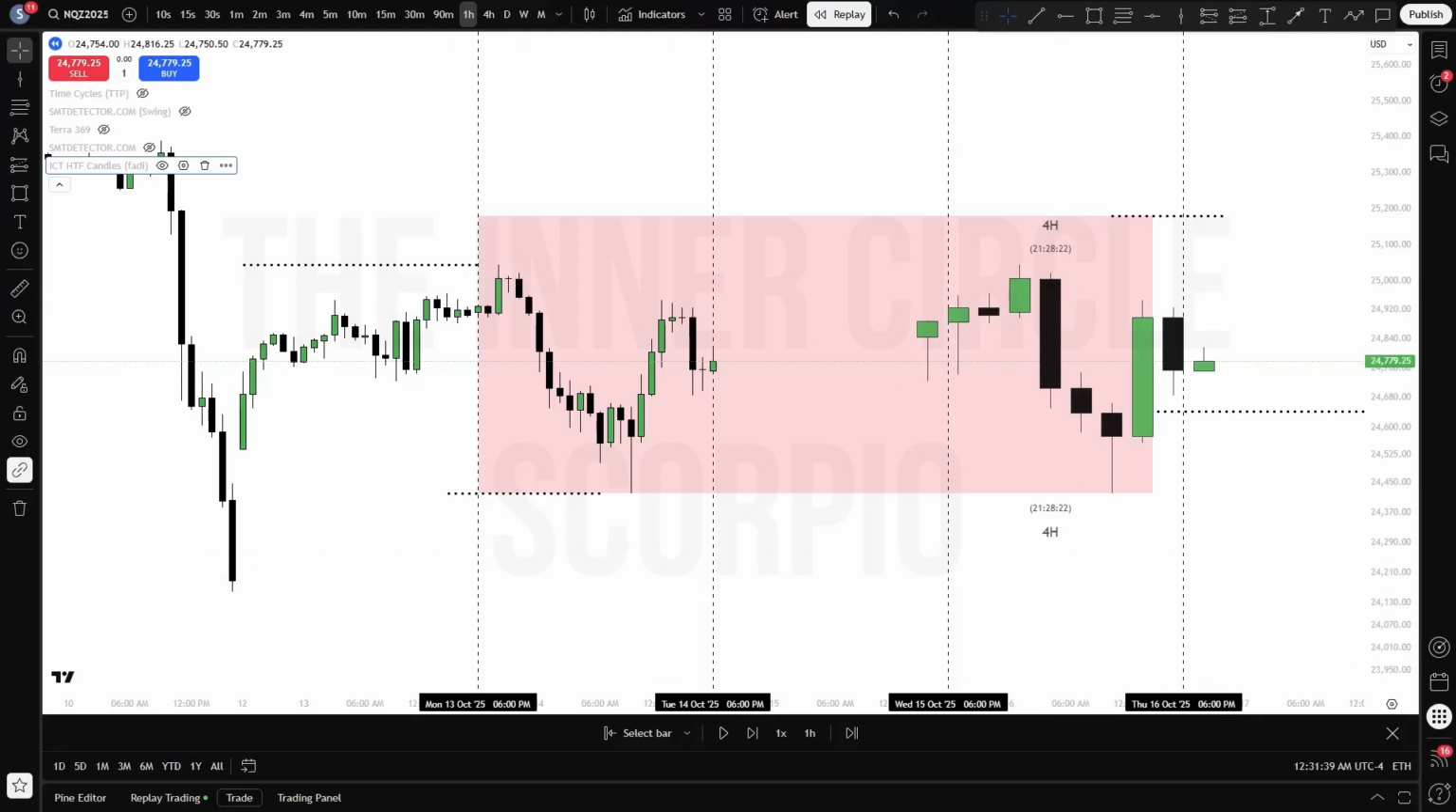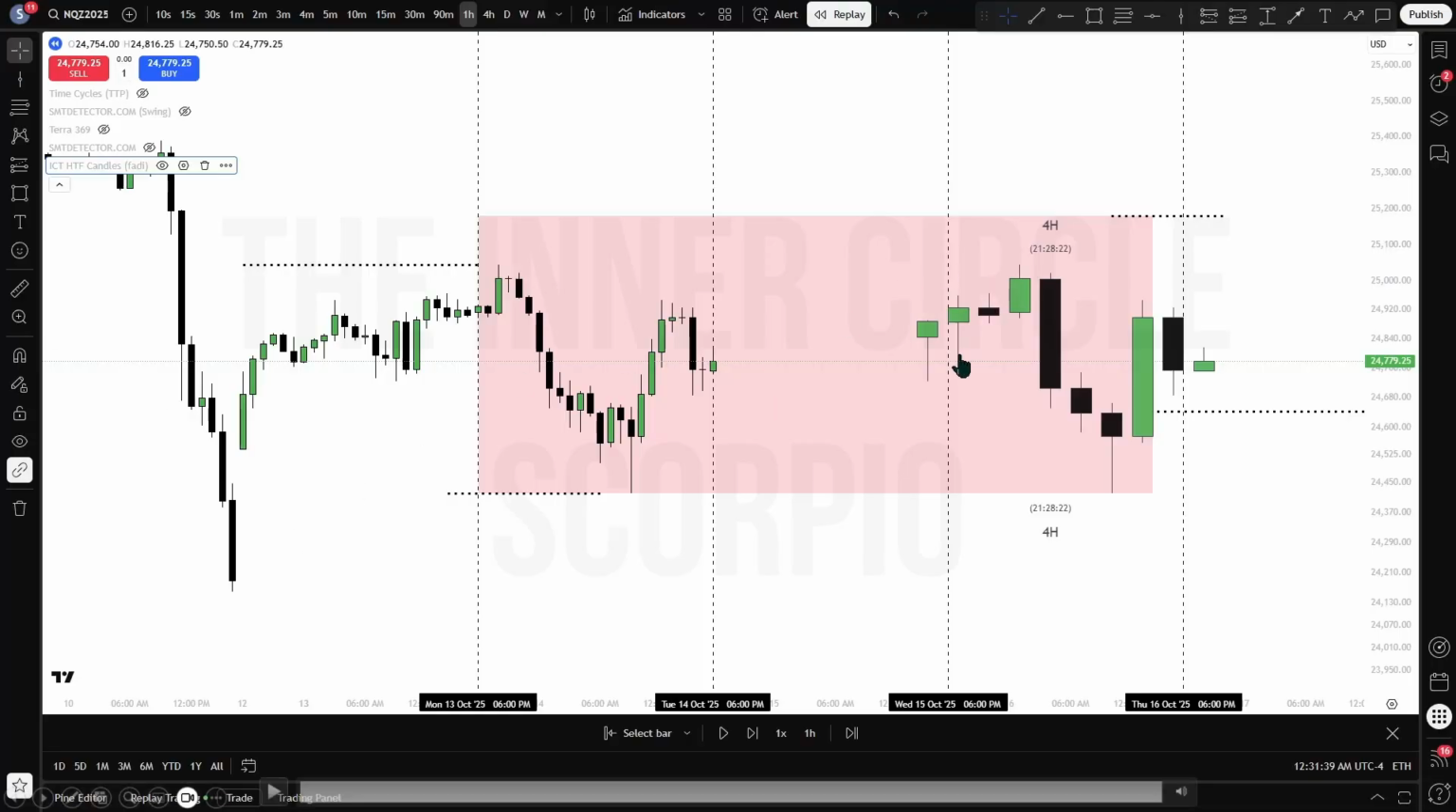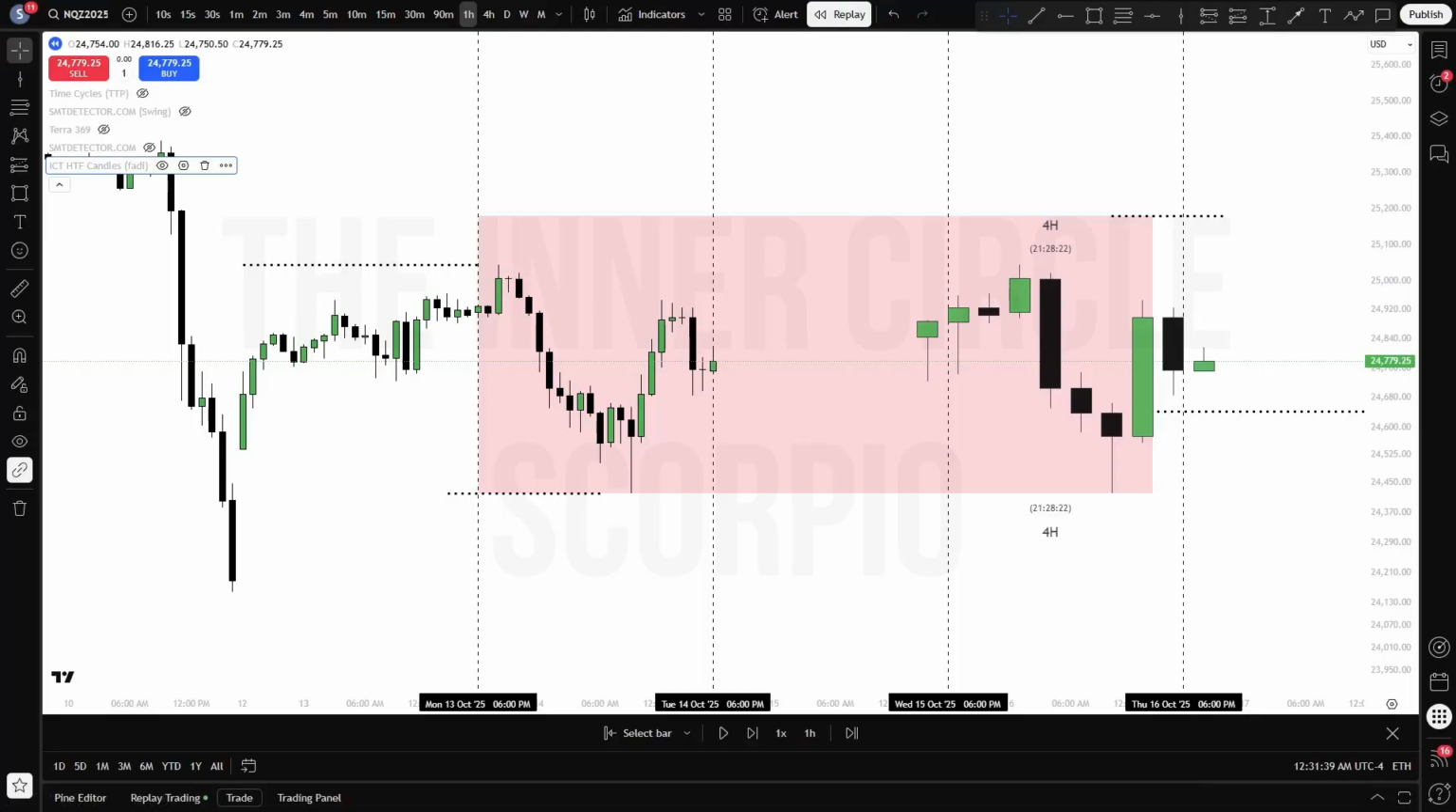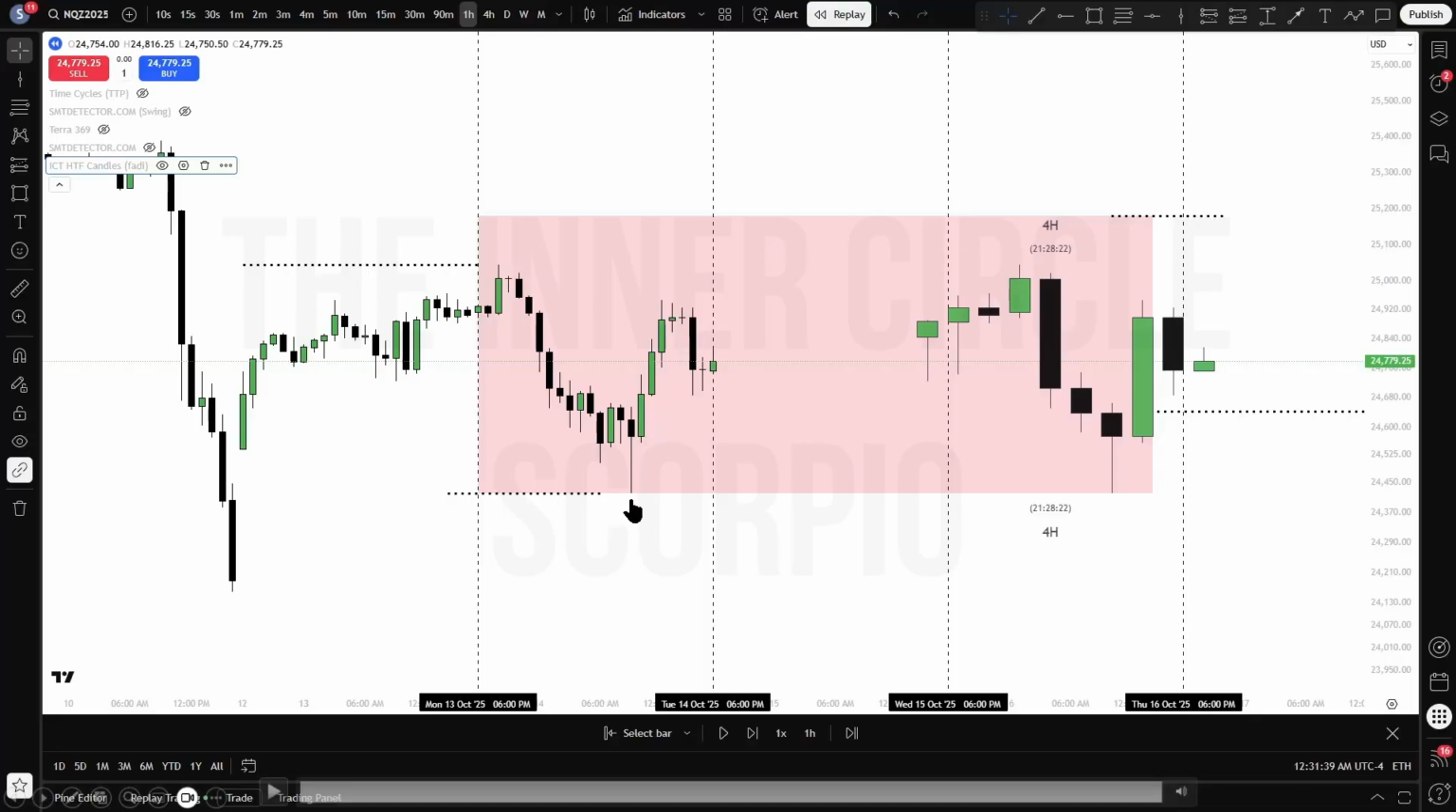Okay, so here what you can see is how you know the direction, right? But you don't want to wait for 4 hours. This is our time of interest. We go down into this imbalance over here. As you can see over here, in the next 4 hour candle we go up.